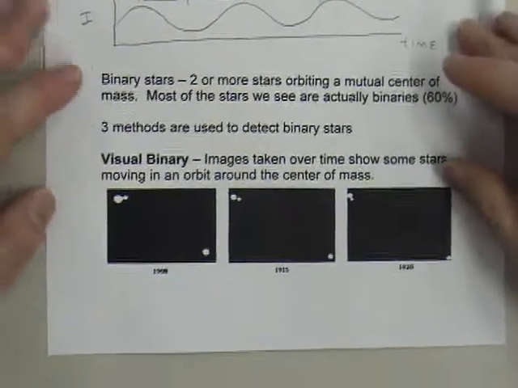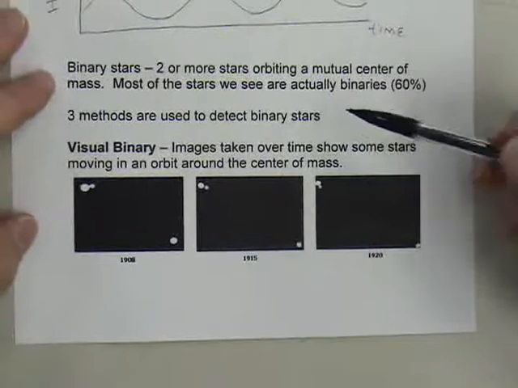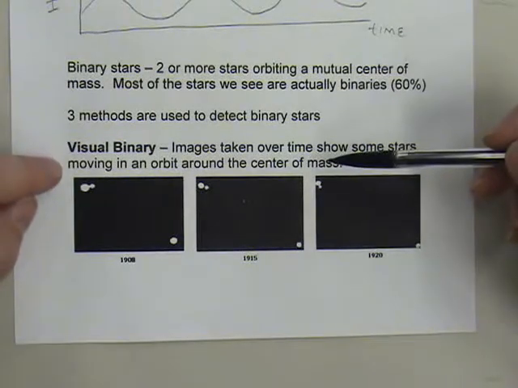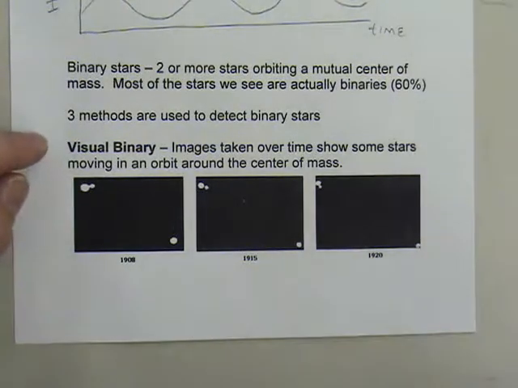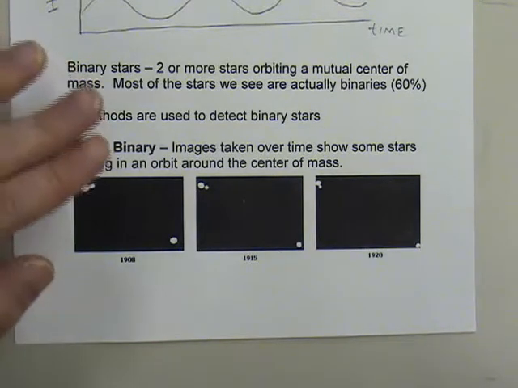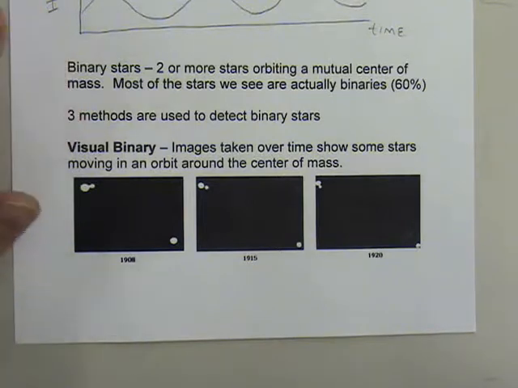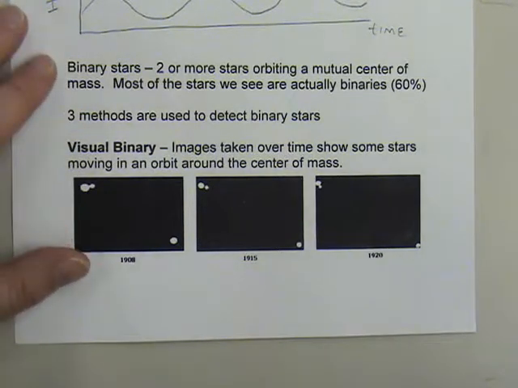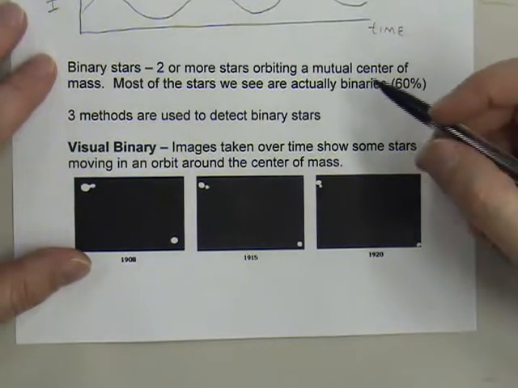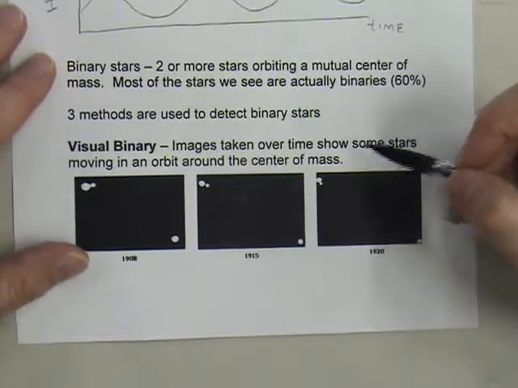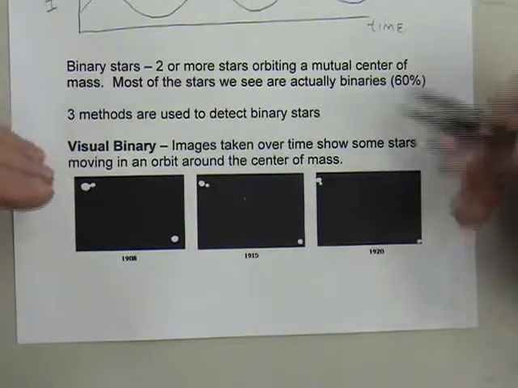There are essentially three methods for detecting the binaries, and there are a few binaries that are actually visible to the naked eye. For example, in the handle of the Big Dipper, there are two stars, Alcor and Mizar. They're binary stars, easily visible to the naked eye. As long as you have reasonably decent eyesight, you'd be able to see them. Those are visual binaries. Those are the easiest ones, of course. We can actually see the two stars orbiting around each other.